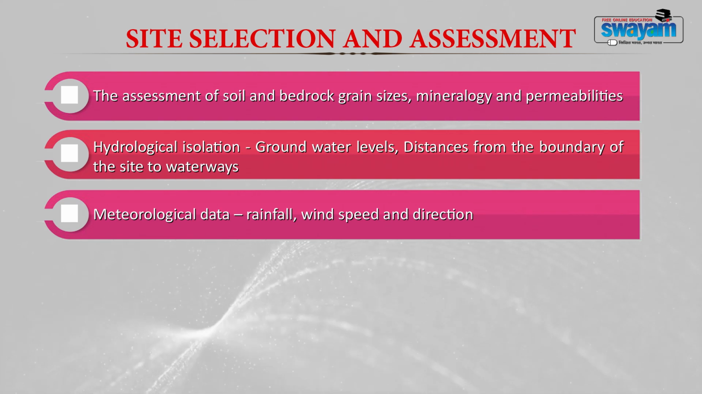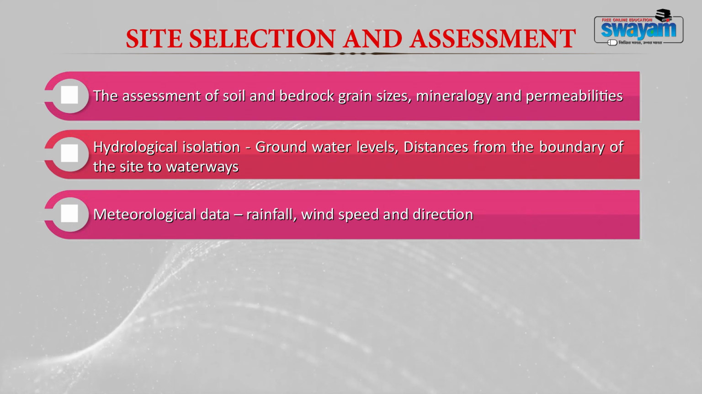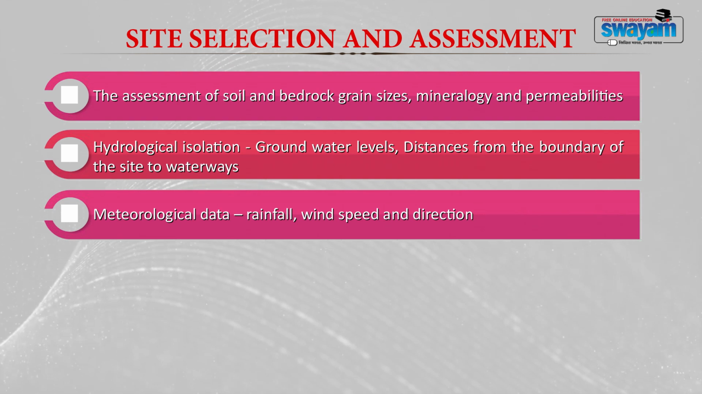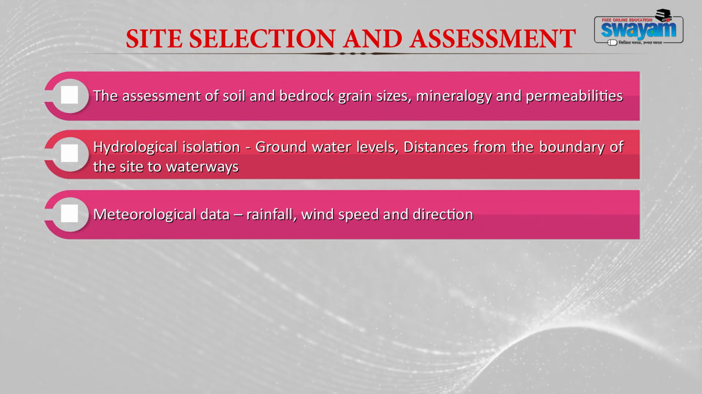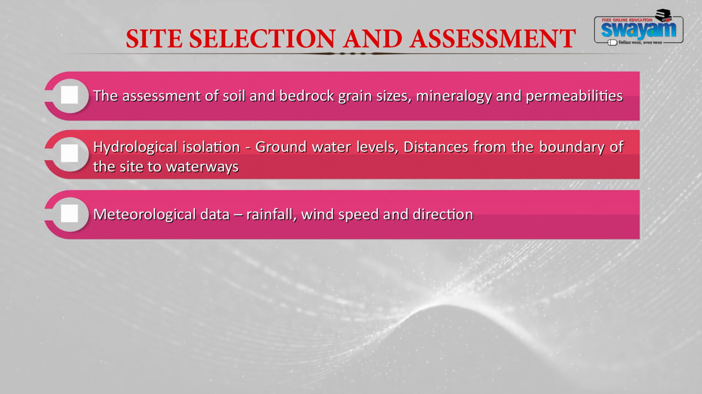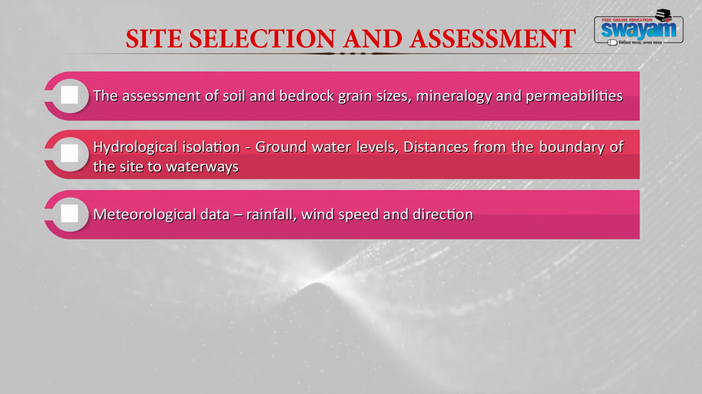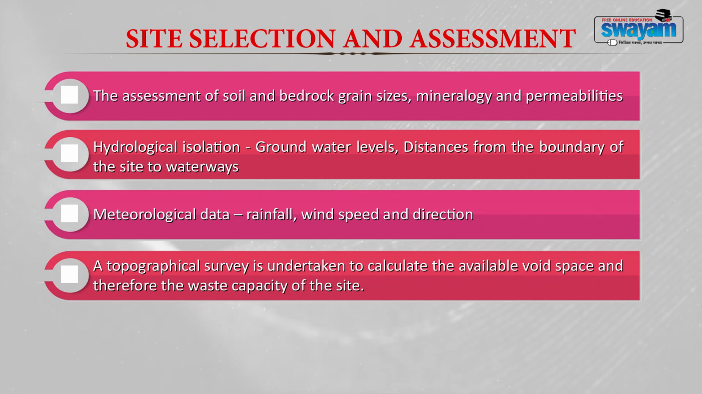Again, with rainfall, the higher the rainfall, the more leachate will be generated, so you should take care of rainfall conditions also. Then, before, while or after you select a site, a topographical survey should be done. This is generally undertaken to calculate the available void space, so that you can find out how much waste can be loaded in that particular site.